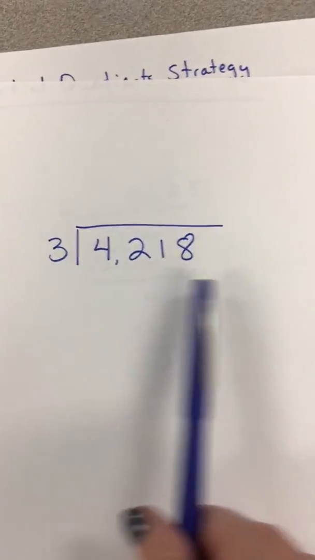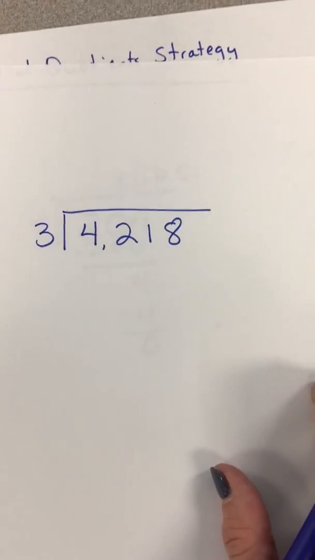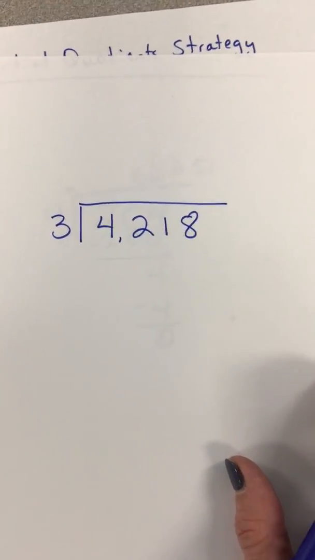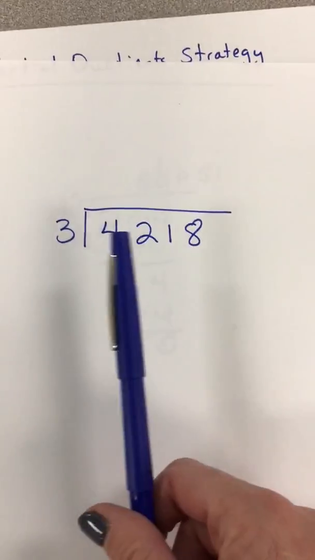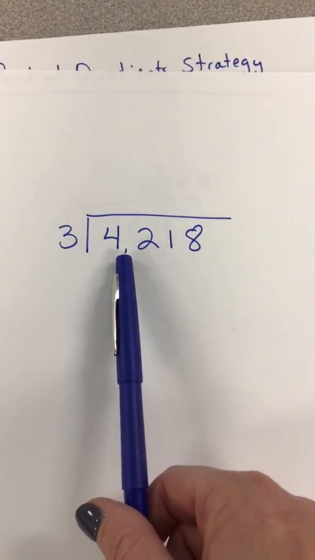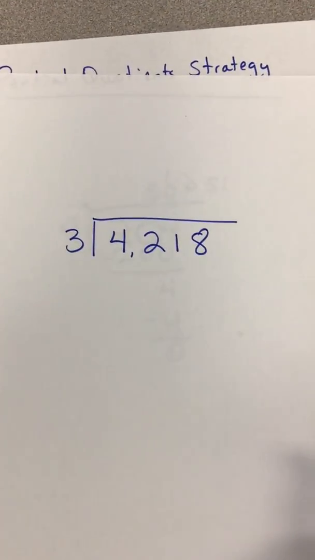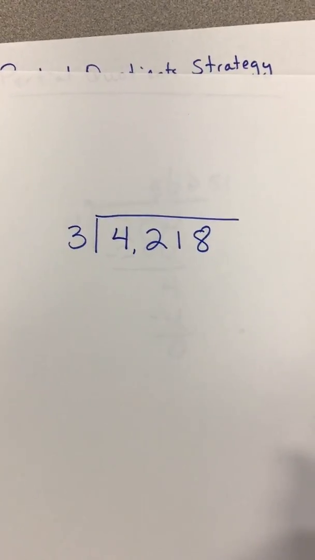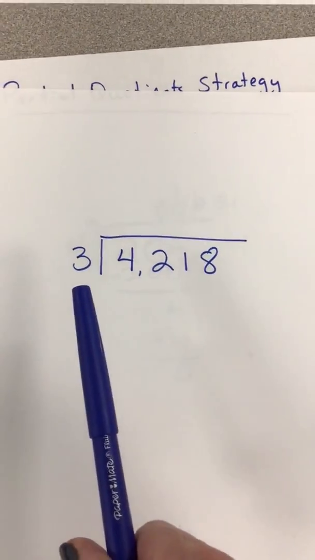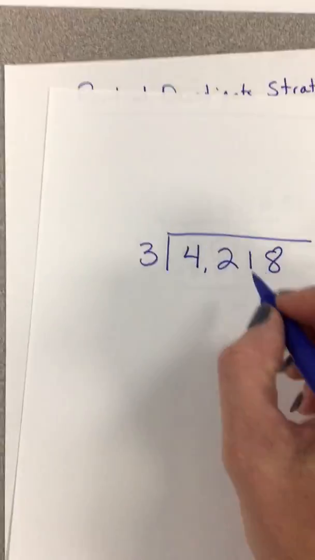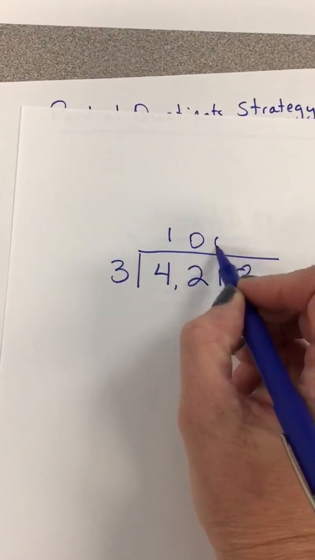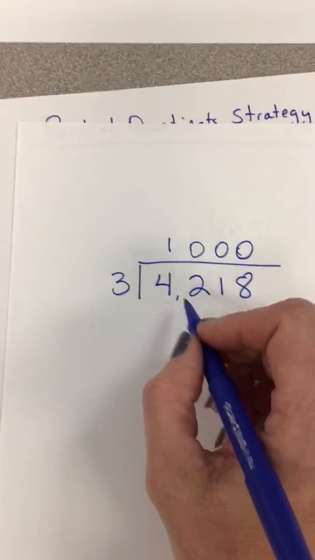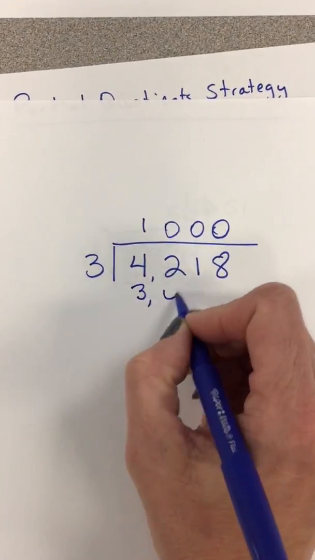Watch here. Now that we've been doing 4-digit division, we have 4,218 divided by 3. So what the students think about first is how many thousands they have. There's 4 thousands. Imagine having $4,000 bills, and you have to give them to 3 people. Okay, everybody can get at least 1,000 each. 1,000 handed out 3 times is 3,000.